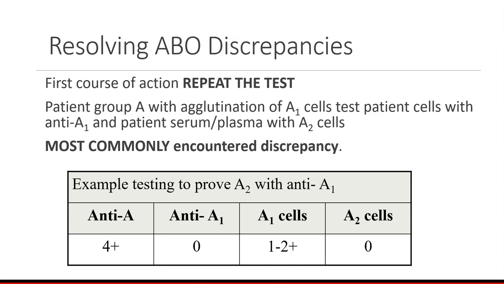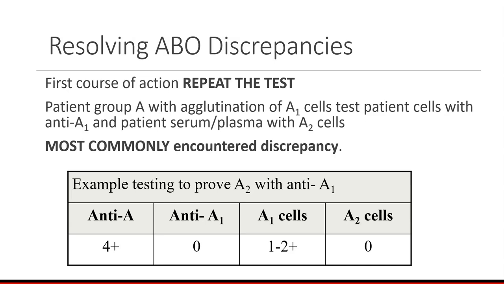So we have a group A person and we have a discrepancy. The first thing you do is, if they're 4+ with anti-A, then you bring out your anti-A1 lectin and you test the cell. If it's negative, that indicates that the patient's A2. I want to say this one more time. With reagent anti-A, it's 4+. With the lectin anti-A1, it's negative. That indicates this person is an A2.